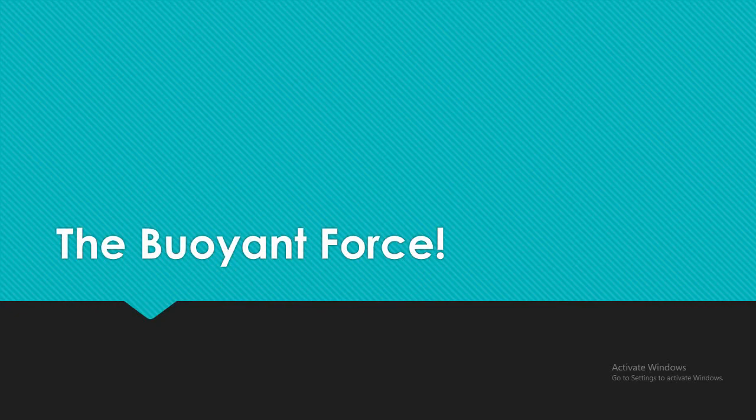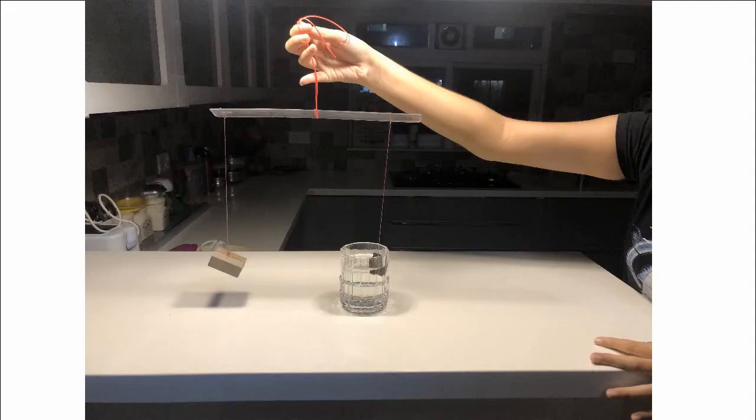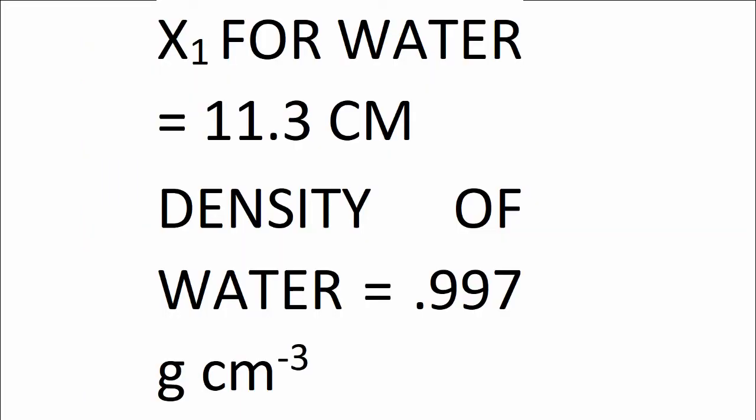The force comes from the pressure exerted on a liquid, and in this case, the pressure is my first object. Because the pressure increases as the depth increases, the pressure on the bottom is greater than that of the top. Hence, the upward thrust, resulting in an increase of the weight of the first object, imbalancing the scale. Finally, my value of x1 for water was 11.3 centimeters. Also, the density of water is 0.997 grams per centimeter cube.